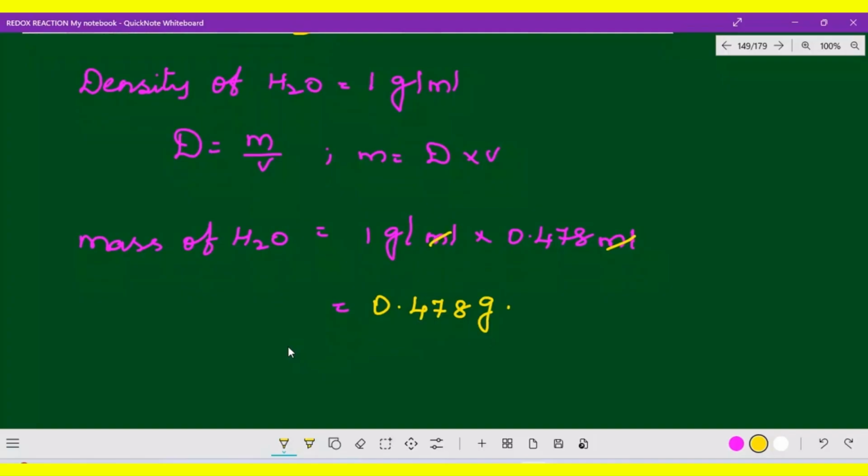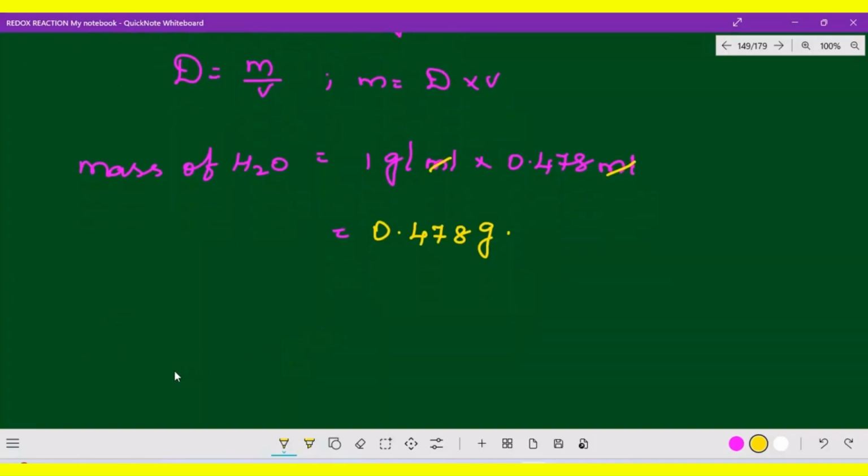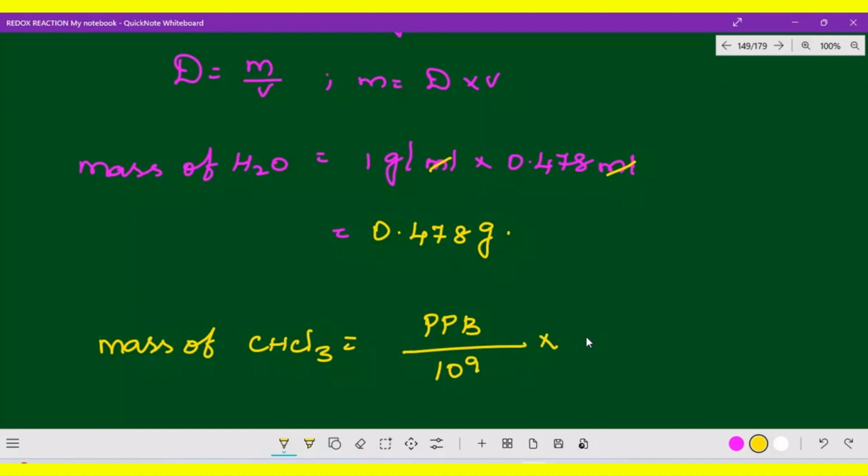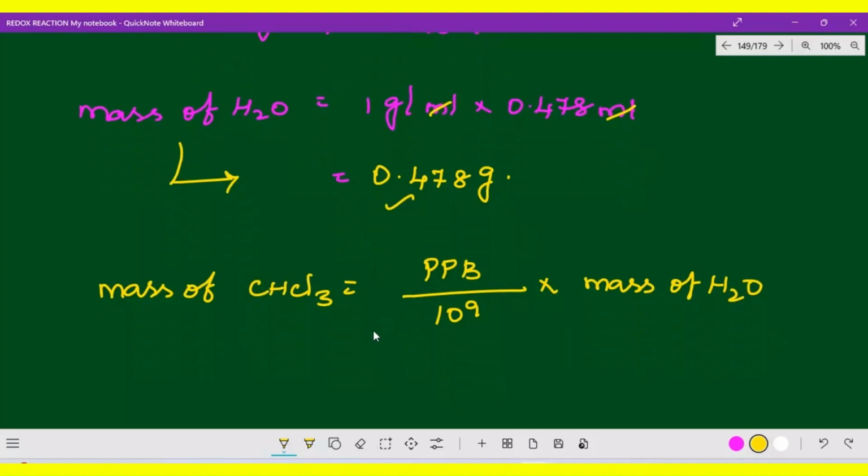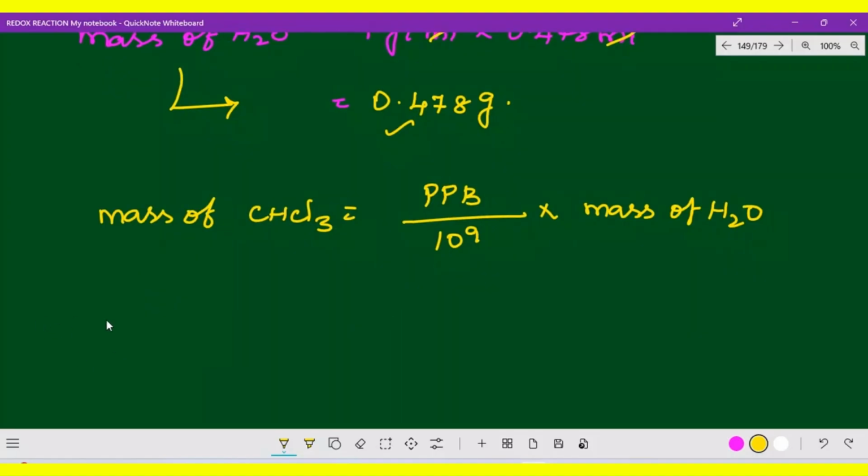But here they mentioned parts per billion. So the mass of chloroform we have to identify. Mass of chloroform is parts per billion divided by 10 to the power of 9 into mass of water. I hope you got that idea how to solve this, how to identify mass of water. Just now we found this is mass of water, right? And parts per billion, how much is it actually? The value is 10 to the power of 9, right?